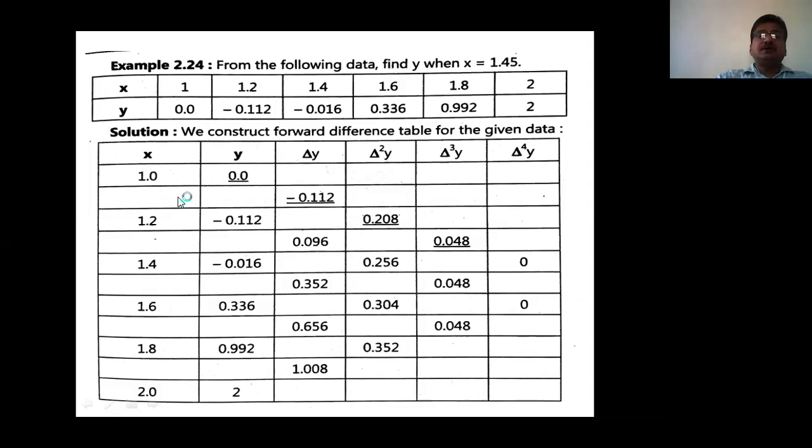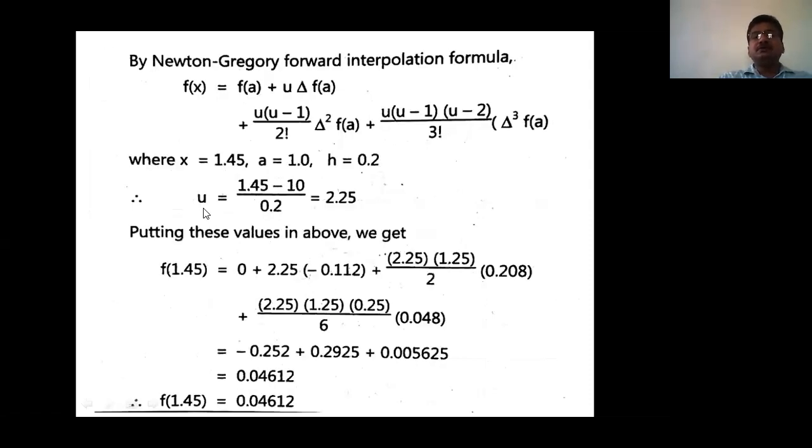So here a is what? A is 1.0. That is 1. That is the first value of x, and this is f of a. Okay, and what is h? H is the common difference, 0.2. And then we have to find u. What is u? X is the value 1.45. That is, you have to find the value of y or f x at 1.45.